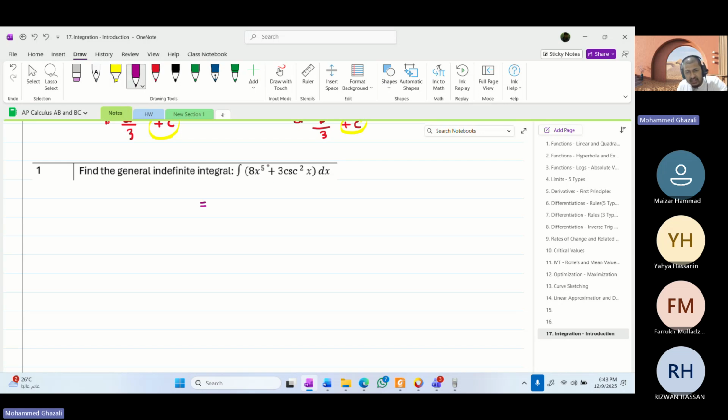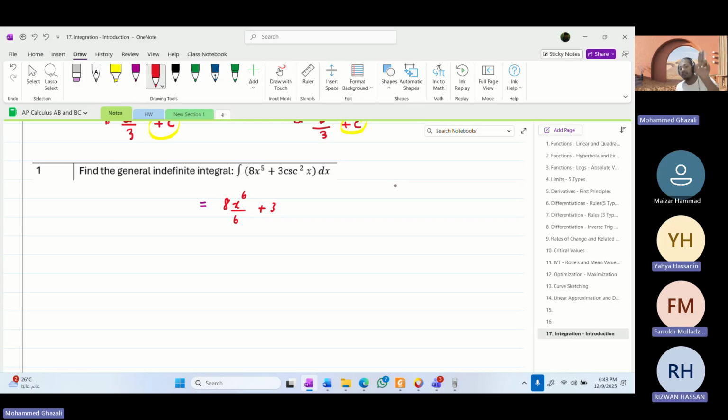So the integral of 8x to the power 5. Remember the variable is x, so that just works out perfect. There's no confusion here. So that's just going to be 8 x to the power 6 over 6 plus 3 cosec squared.